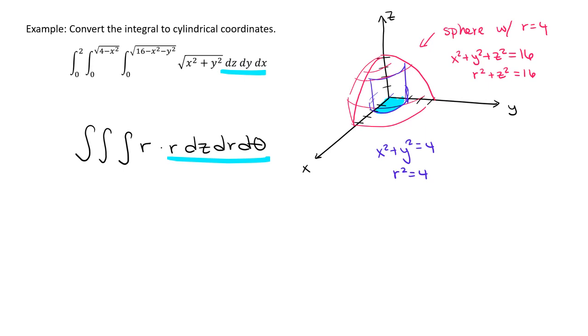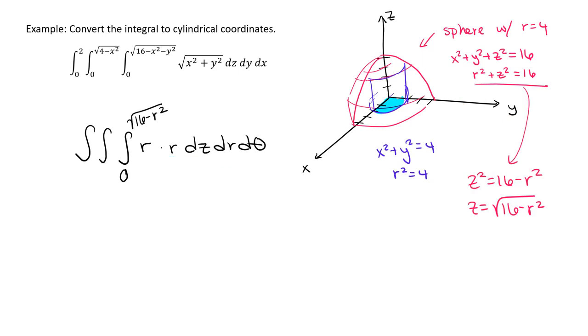All right, so I replaced the integrand, the function that I'm integrating, that's just r, and then I replaced the differentials, the dV, with the r, dz, dr, d theta. And now let's see if we can get those bounds of integration. So we're going to do the z values first. So the top of this object is our sphere with radius 4. And the bottom of the object is the xy plane, or z equals 0.